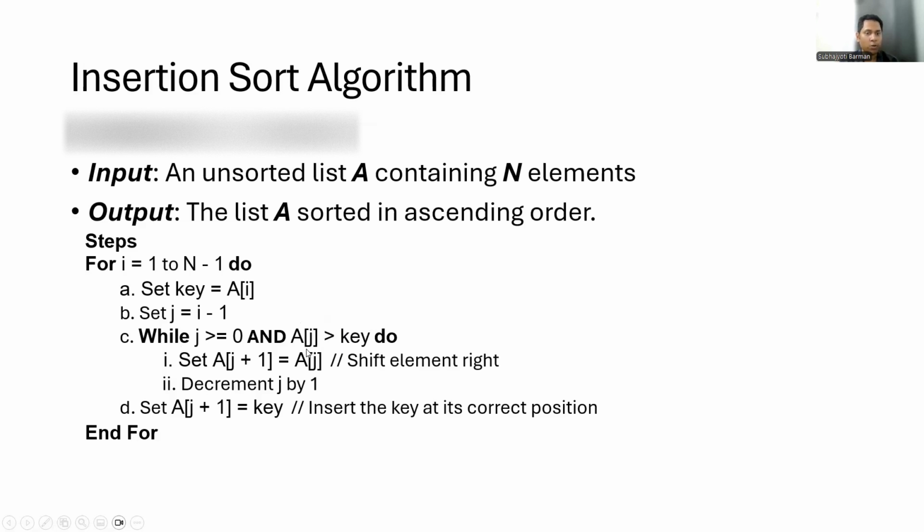So in the while loop, what will we do? We will perform the shifting, that is a[j+1] = a[j]. Then what do we have to do? We have to decrement the value of j.